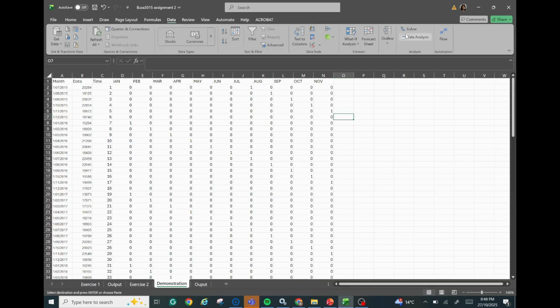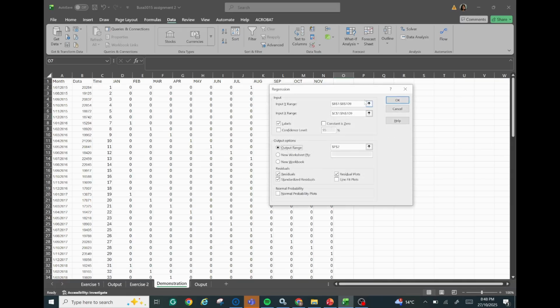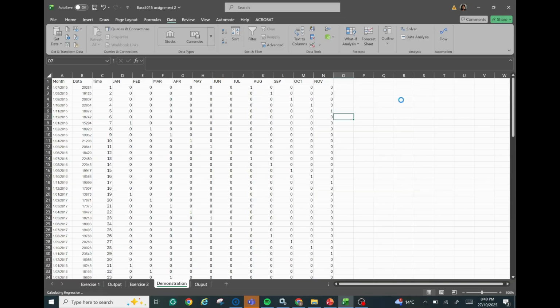Next, I opened the data analysis toolpack and selected the regression function, and I press OK. I set the number of building approvals as the Y range and included time and the month of dummy variables from C1 to N109 cells as the X range. I tick labels. I set the output range to cell P2 because it's an empty cell, and I ticked residuals, standardized residuals and the residual plots, and then I press OK.